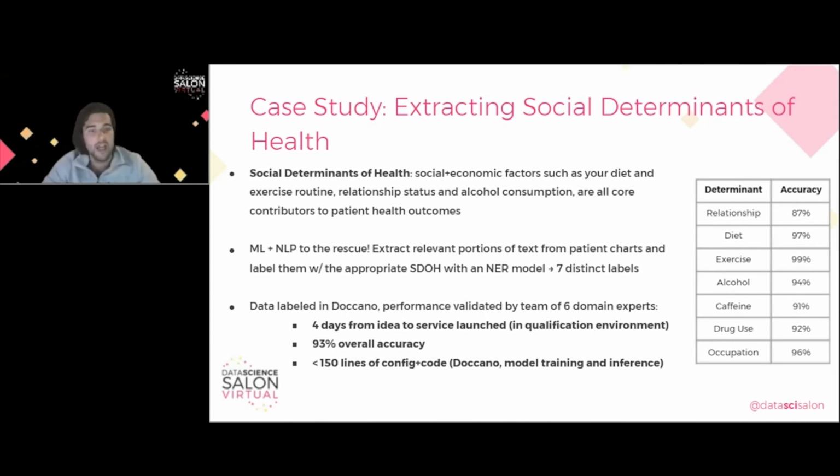You can take a look at the model accuracy on a per label basis in the table on the right. It's 90+% accuracy across all but one label. So with relationship status, we have 87% accuracy, diet 97%, exercise 99%, alcohol 94%, caffeine 91%, drug use 92%, and occupation 96%. So pretty good performance, and it really didn't take a lot of time or coding effort to get to a place where we have a deep learning social determinants of health model ready to run in production.